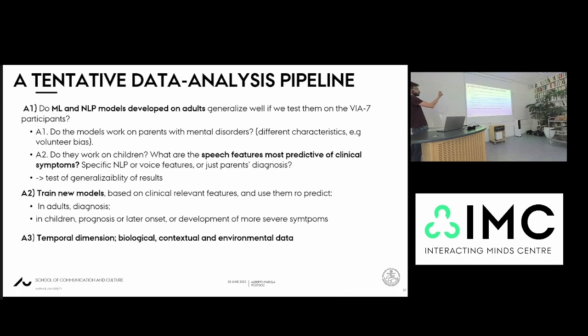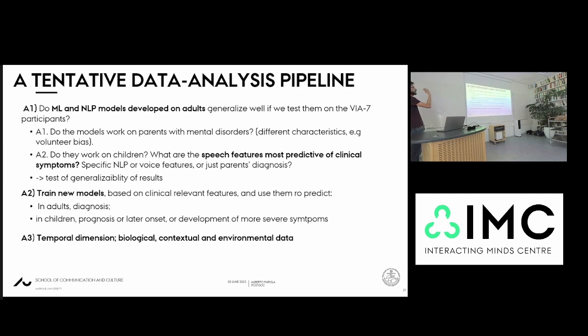So, for example, do the models work well on parents with mental disorders from this corpus? Of course, in this case, the parents with a neuropsychiatric disorder have different characteristics compared to the patients that are usually included in studies, because they have kids, they generally work. So it's a very different characteristic profile compared to the studies that enroll participants in research on schizophrenia. So this would be a test of generalizability of results.